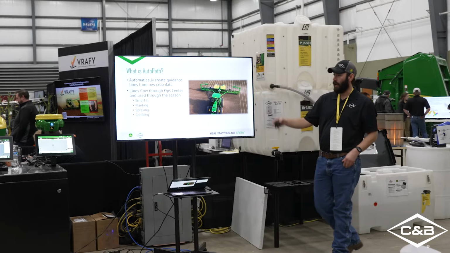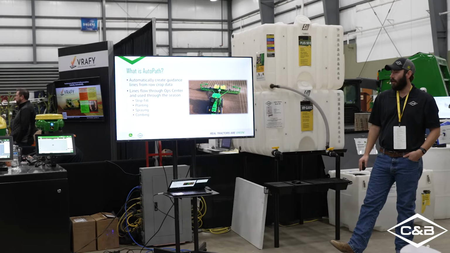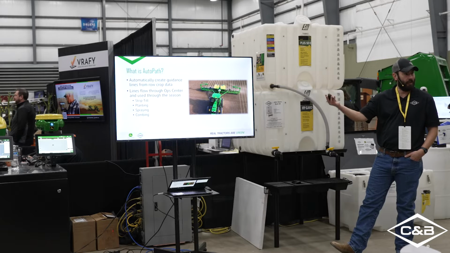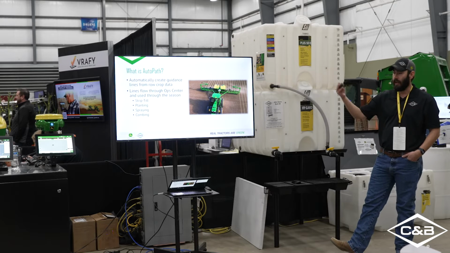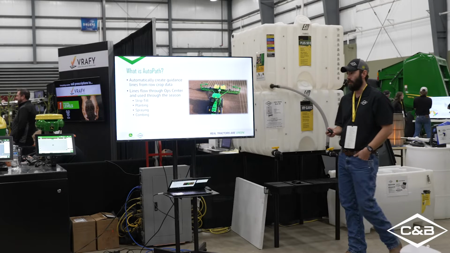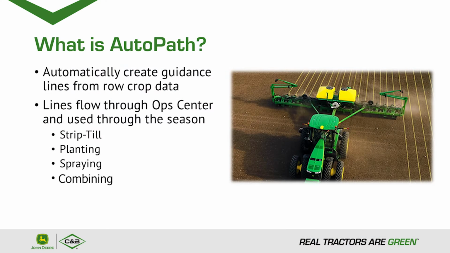And then also combining. An example we always use is that if you get some down corn, obviously the row sense, your feelers aren't going to be working very well, but with these AutoPath lines, that display, that combine is going to know exactly where everything was planted, should be able to run right down those rows. So you can see here, some guys, if they strip till in the fall, we can move those lines into the planting tractor, plant right on top of those strip till lines, create new lines, move them to the sprayer, and move them to the combine and use all season long.